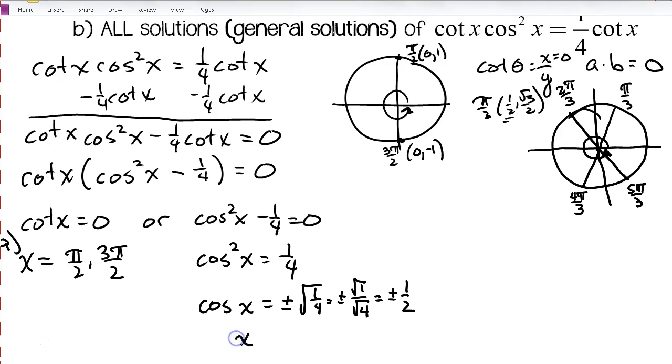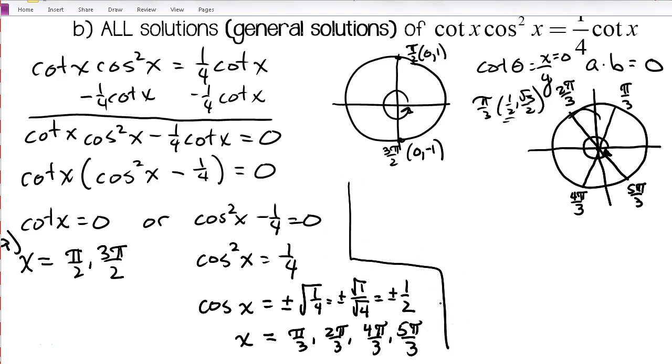So when I'm finding my specific solutions, I'm going to have all my values of pi over 3 that are between 0 and 2 pi. I've got pi over 3, 2 pi over 3, 4 pi over 3, and 5 pi over 3. So that's for part A. Now for part B, I need to find my general solutions.